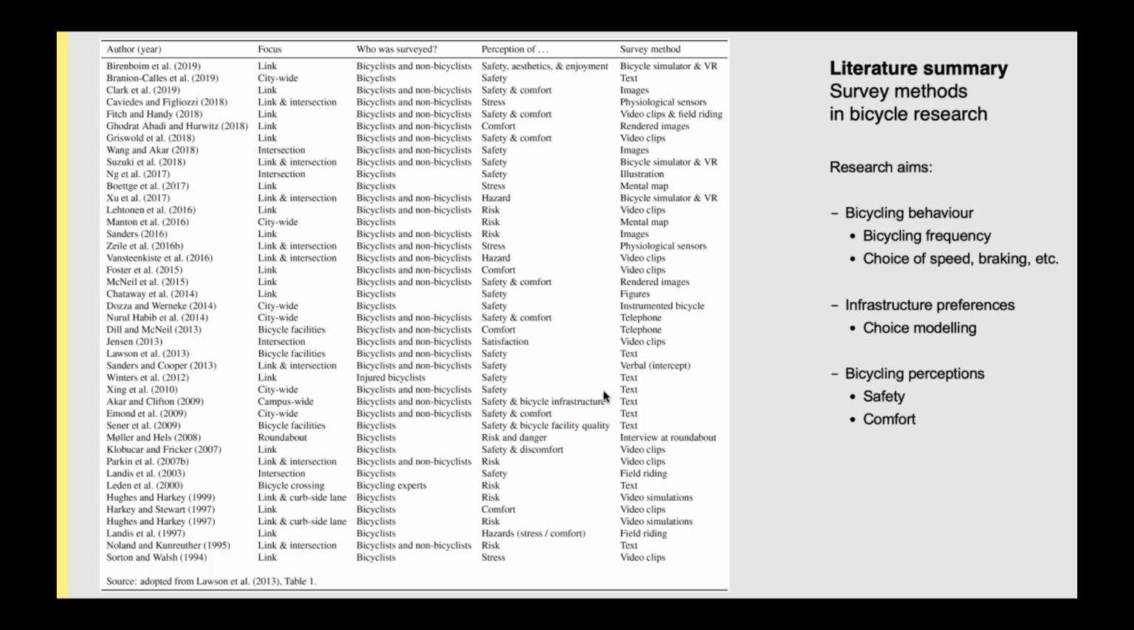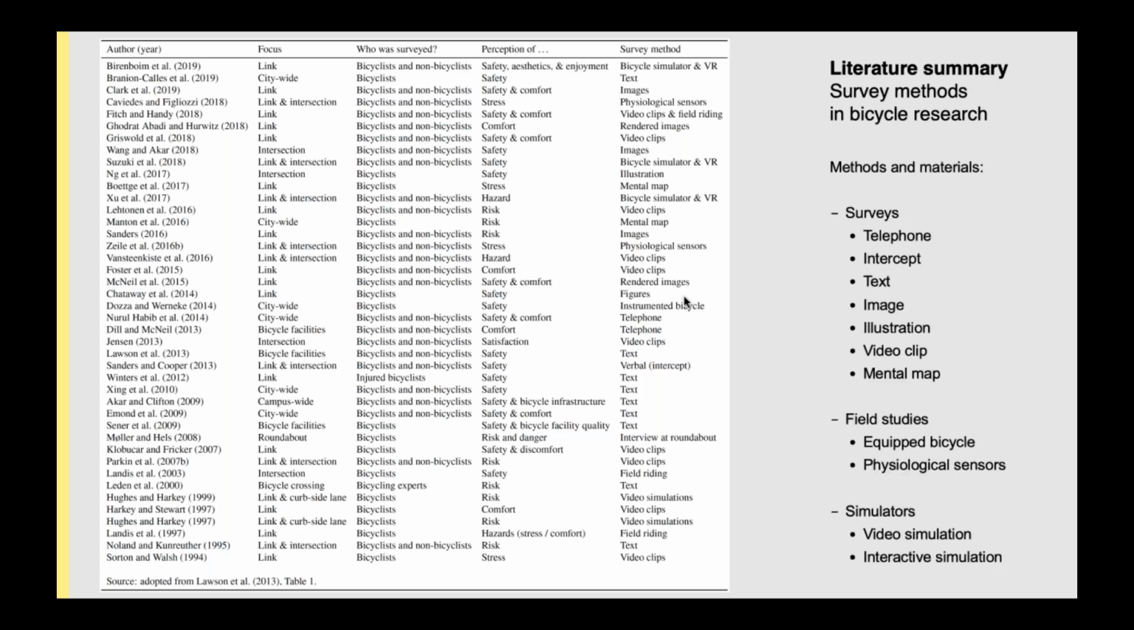The second category would be infrastructure preferences. It means, for instance, the choice modeling surveys, where they wanted to find out usually the trade-off between the bicycling environments and also the duration of the bicycling, for instance, how long people would consider cycling in different environments. The third category is bicycling perceptions, mainly, for instance, asking about safety and comfort of the participants when cycling in different environments on a Likert scale questionnaire. This is actually the focus of my research.